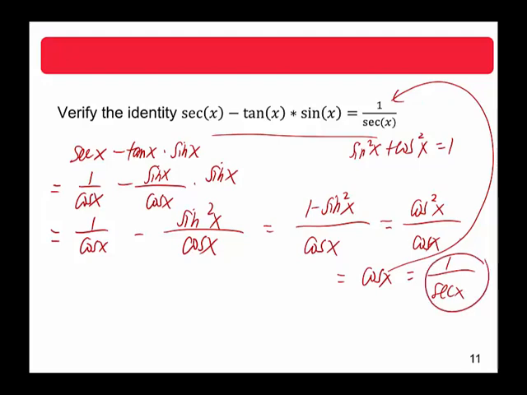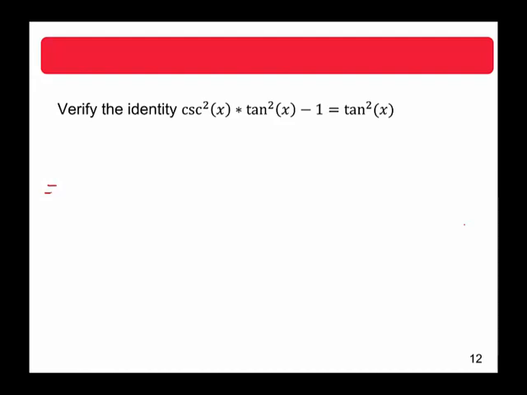Okay. So this strategy works, right? By turning everything into sine cosine, then utilize the Pythagorean identities, and then the reciprocal identities, we verify this particular identity. All right, one more.